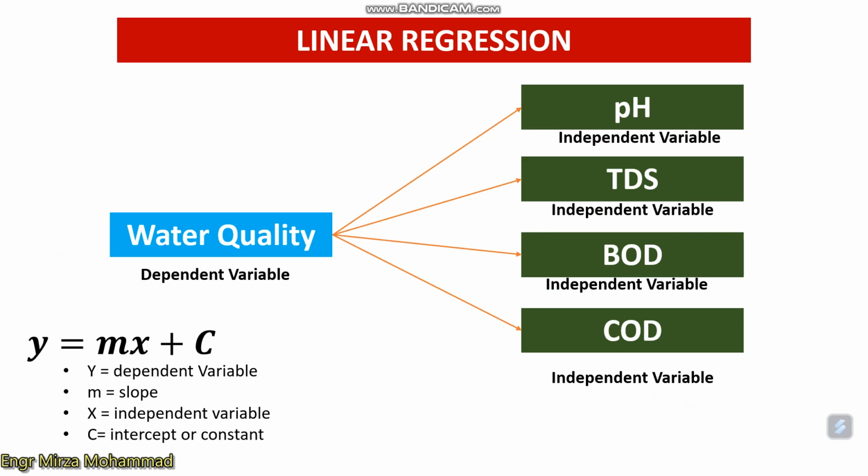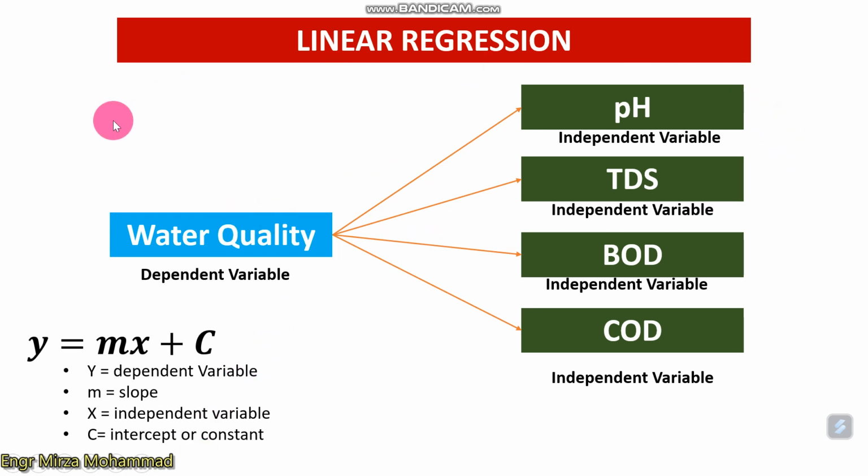Here y is the dependent variable, or you can also call it the forecast variable. This is the variable that you are going to predict after conducting the analysis. m is the slope, x is the independent variable, and c is the intercept, or y-intercept, or constant, whatever you want to call it.